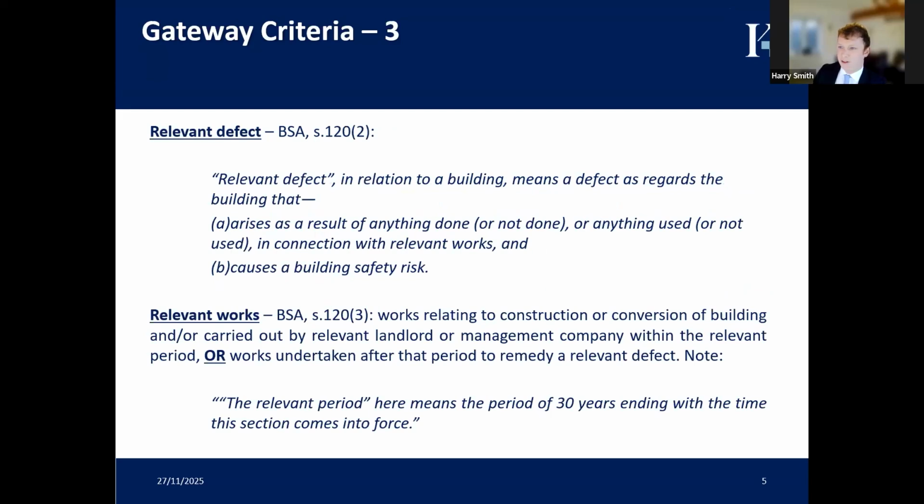So that brings me on to the definition of relevant defect, which is in section 120, sub 2. And we see that it means a defect as regards the relevant building that arises as a result of anything done or not done, or anything used or not used in connection with relevant works, and which causes a building safety risk. That obviously raises the question, what are relevant works?